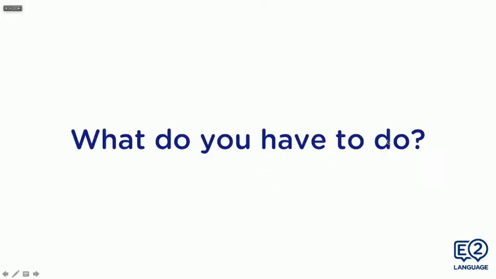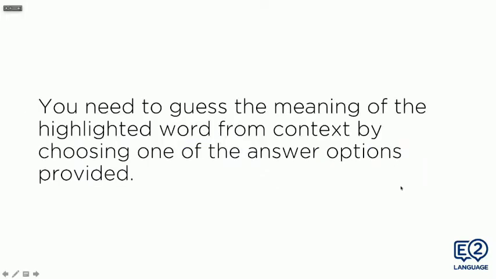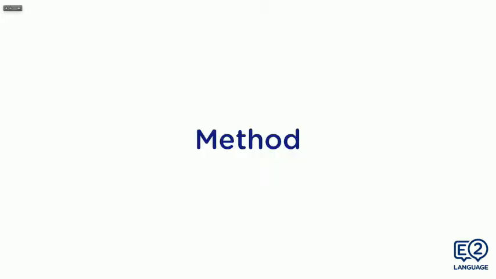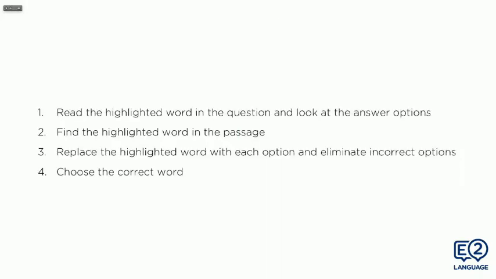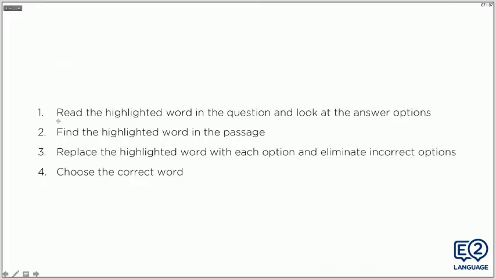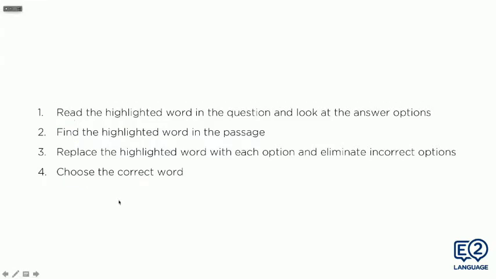Right, so what do you have to do? Well, you need to guess the meaning of the highlighted or emboldened word from the context by choosing one of the answer options provided. Okay, we need a method to be able to do this effectively. The method is this. I'm just going to go through the method briefly with you. It's read, find, replace, and then choose. Okay, these are the key words here. I'm going to go into the method in detail right now.